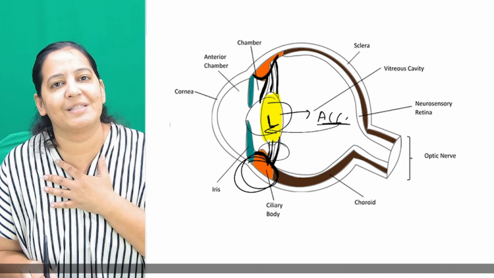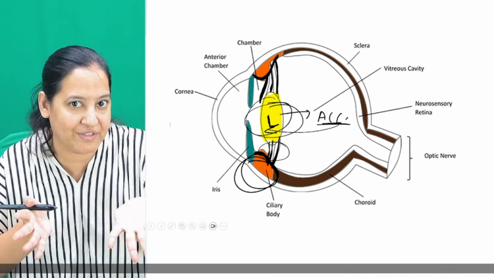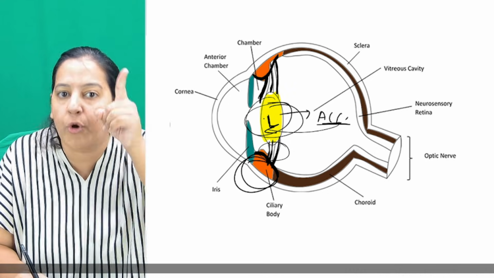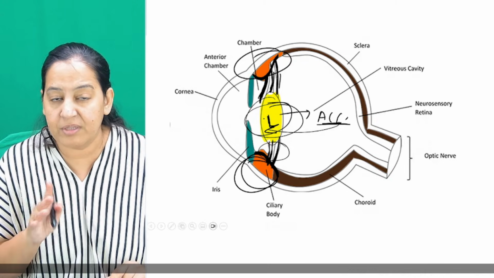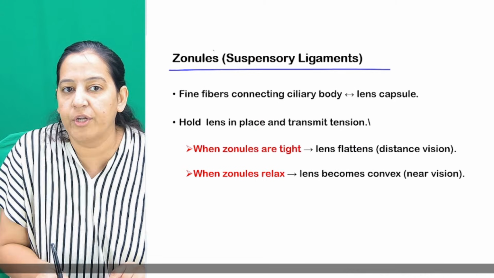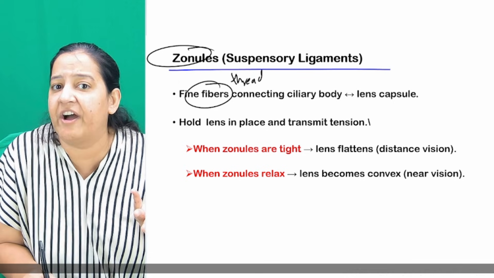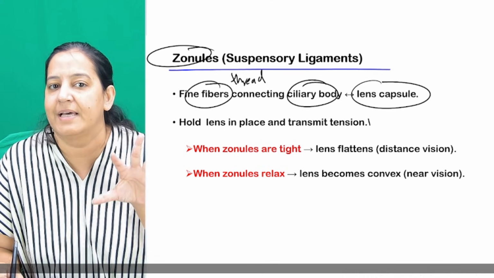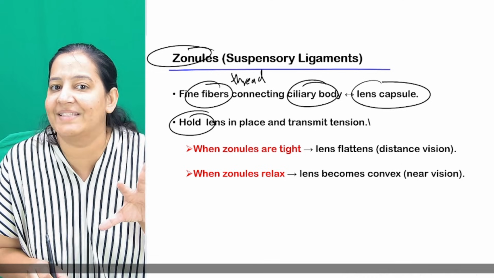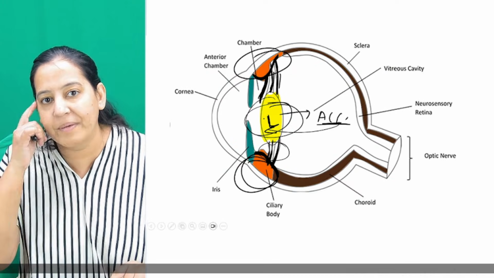Accommodation happens in the lens, so you can't understand the lens directly unless you understand its attachment. The lens is attached to the zonule, and the zonule is attached to the ciliary body. Give me a thumbs up if you are getting it. So the zonule is very important. These are the thread-like fibers coming from the ciliary body, and they hold the lens in place. They provide attachment to the lens. Now use your common sense.